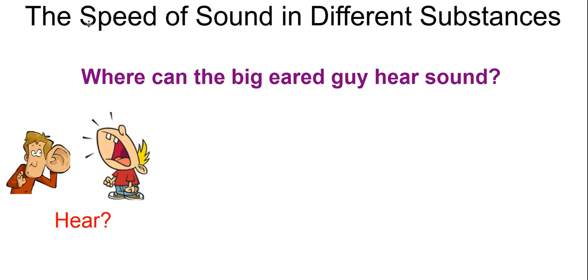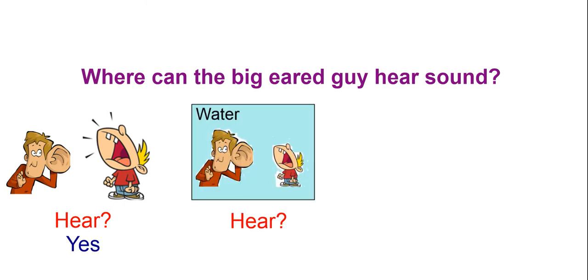The people who write the MCAS love to ask about the speed of sound in different substances. First, let's make sure we know where we can hear sound. So the question here is, where can the big-eared guy hear sound? Here he is. This child is either yelling or crying. And what's the medium between here? It's air, isn't it? So can this big-eared guy hear that child crying through the air? Obviously, yes, he can. Can't he?